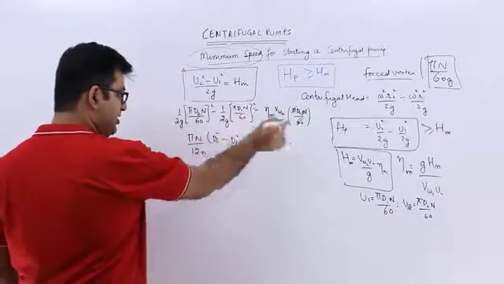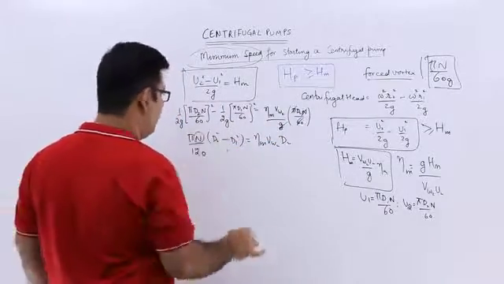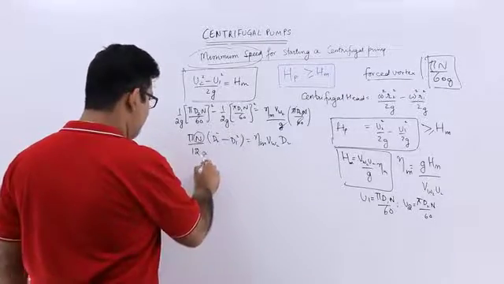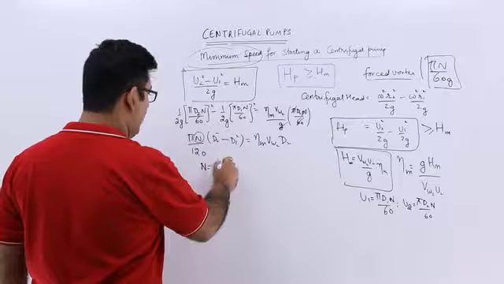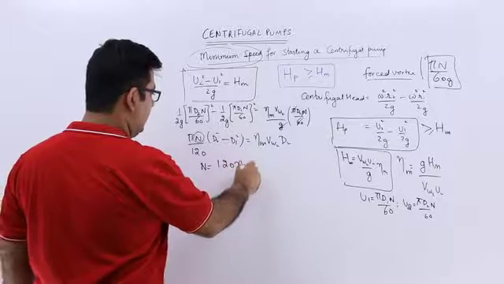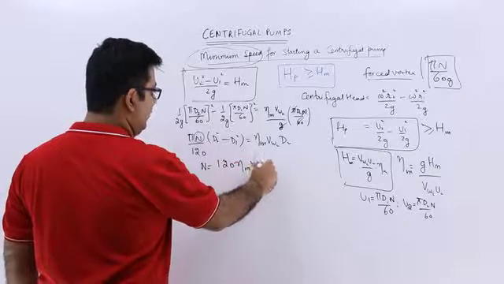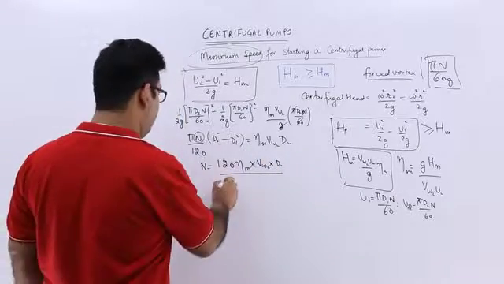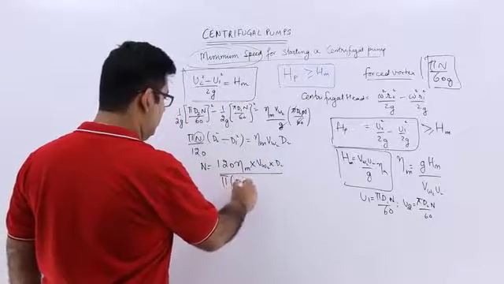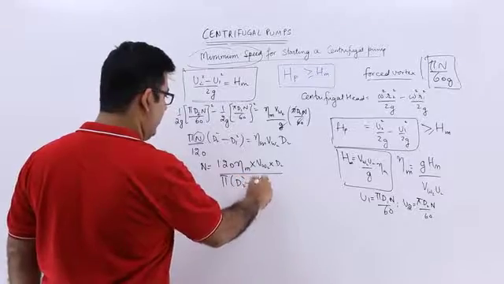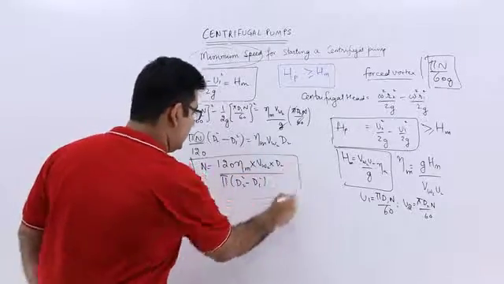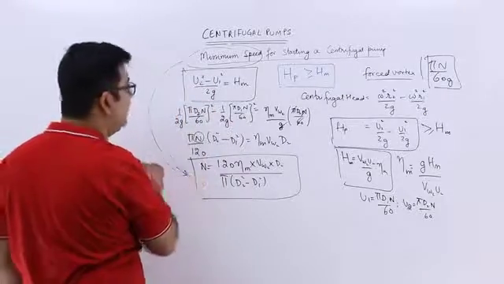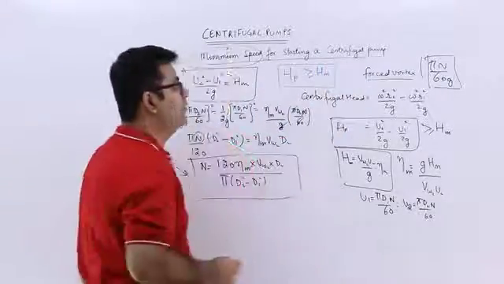From this equation, I can very well find out this minimum RPM, capital N. So capital N is equal to 120 times the manometric efficiency into Vw2 into D2 divided by pi into (D2 square minus D1 square). This is the mathematical relation to calculate the minimum speed for starting a centrifugal pump.